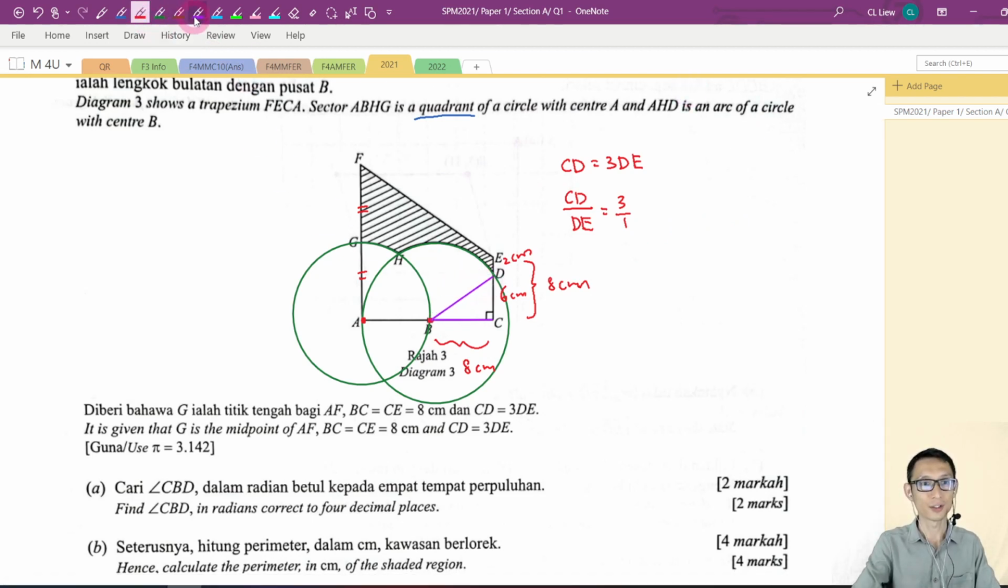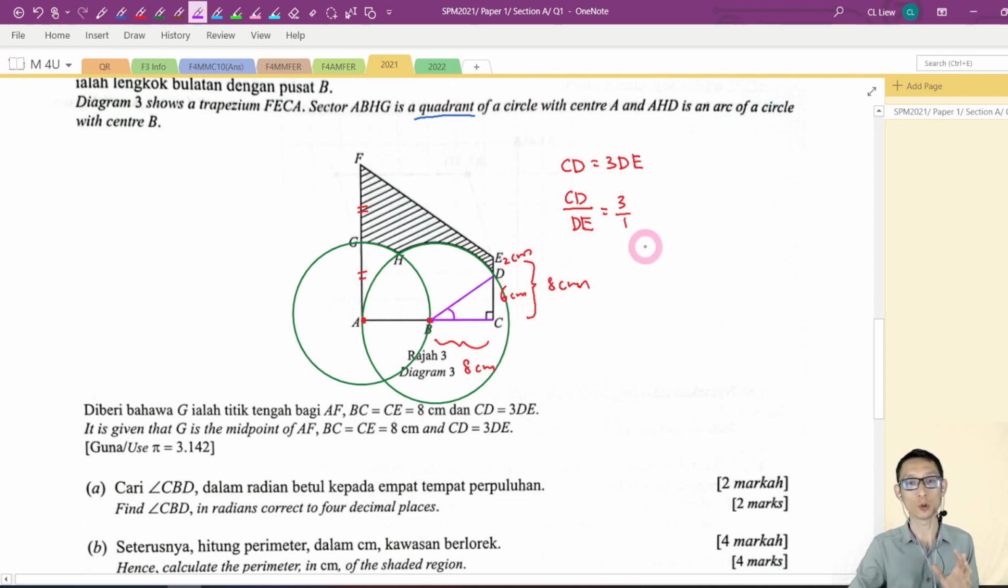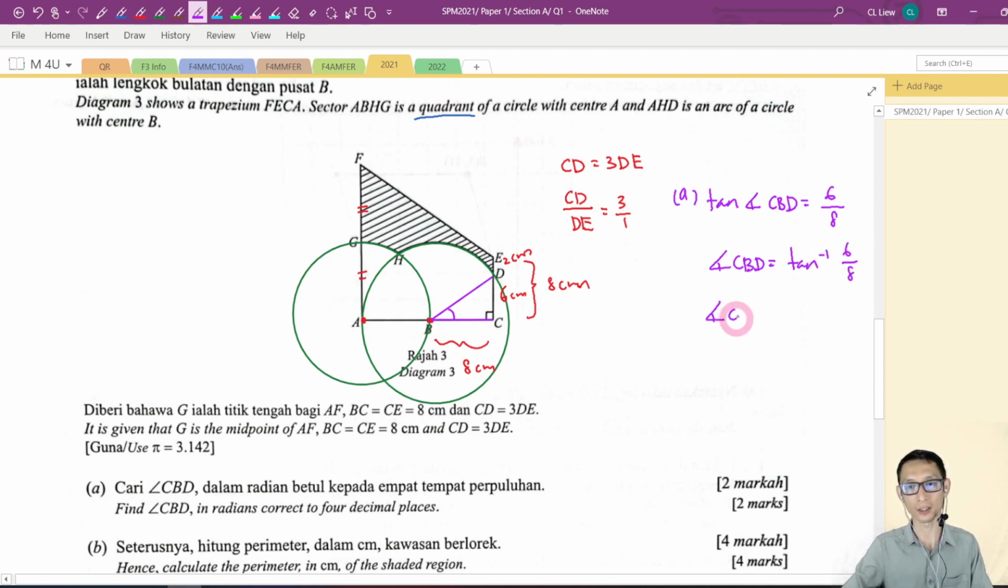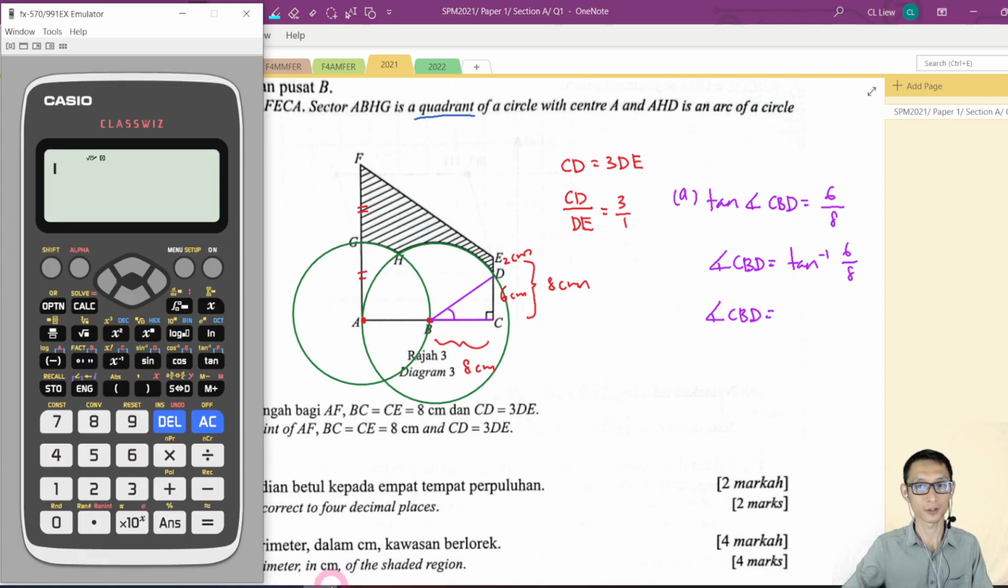Okay, now you see a right angle triangle, right? We want this angle CBD. So I'm going to use tangent. Tangent of angle CBD is equal to opposite divided by adjacent. So the angle is over here, opposite is here, adjacent is 8. Okay, so the angle CBD is equal to tangent inverse of 6 over 8. Just press your calculator, 6 over 8.